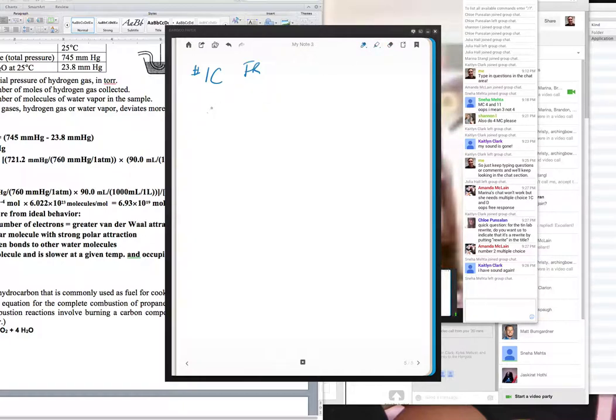Okay. So they told you that the vapor pressure of H2O was 23.8 millimeters of mercury. But they want to know the number of moles. So you're going to use the ideal gas law, PV equals nRT, and this time just for the P of H2O. They want to know n, the number of moles. So n is equal to PV over RT.